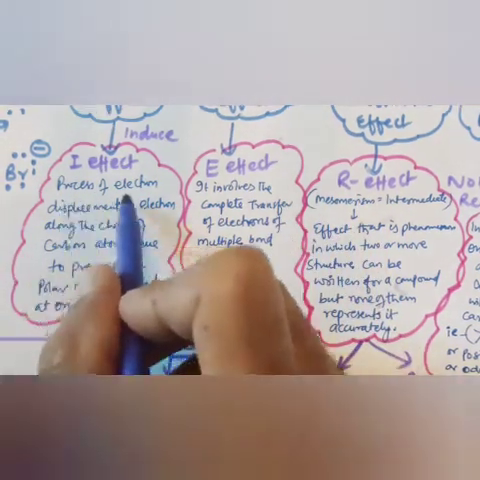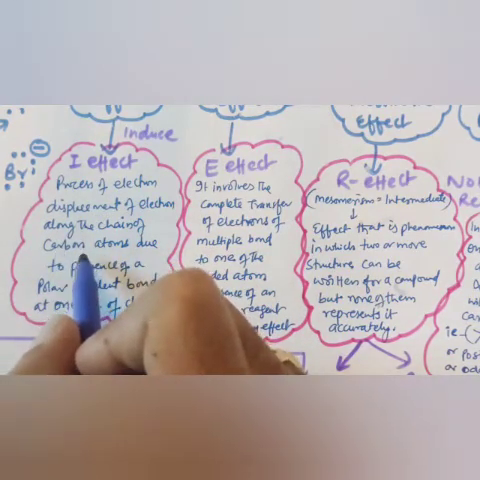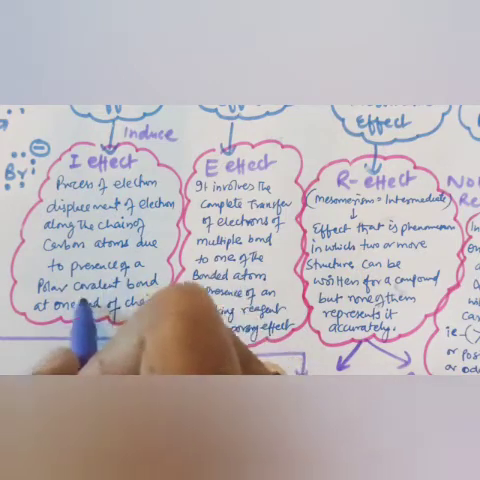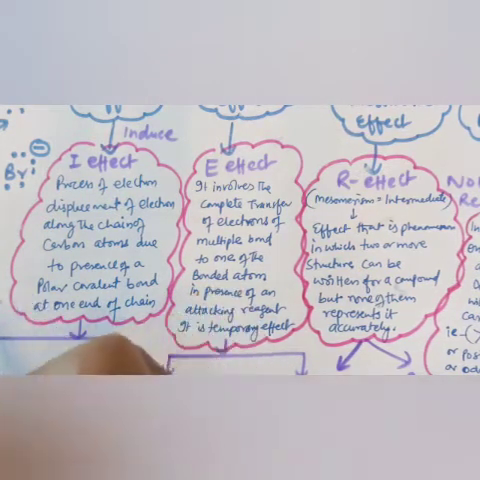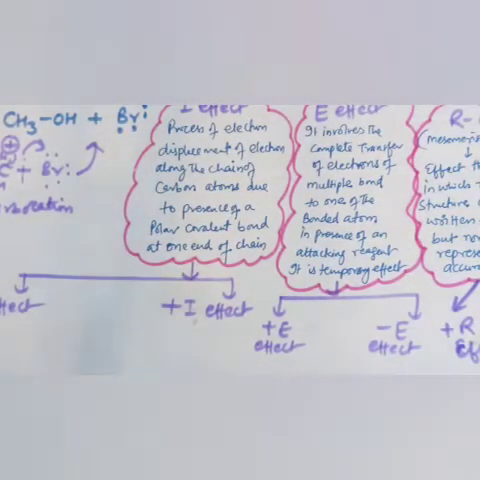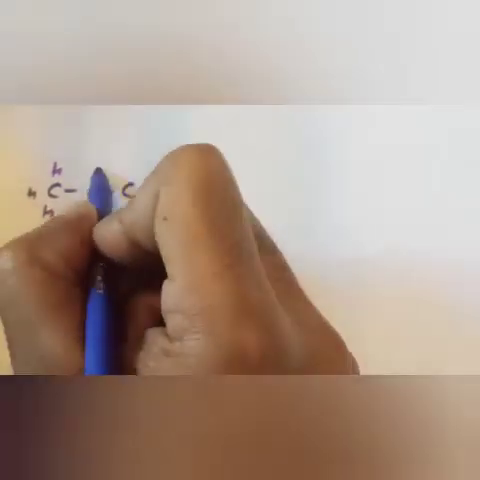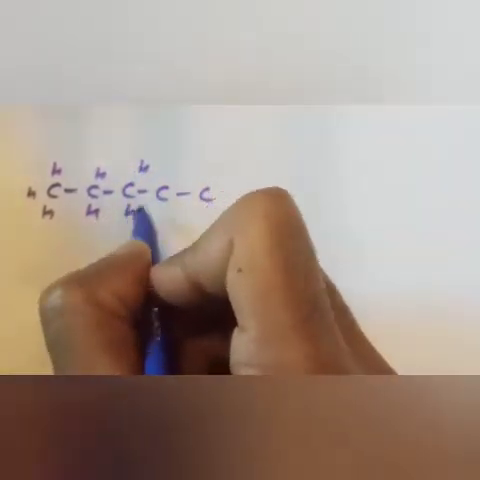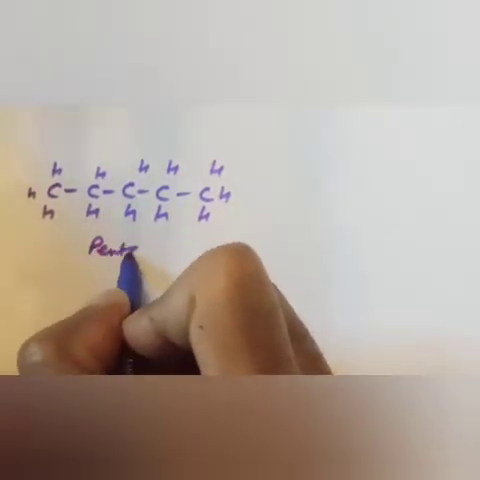It is the process of electron displacement along the chain of carbon due to the presence of a polar covalent bond at one end of the chain. This means any carbon chain. For example, take this carbon chain of butane. Here H, here H, H, H, H. You know very well, this is the simplest hydrocarbon. The name of the hydrocarbon is pentane.